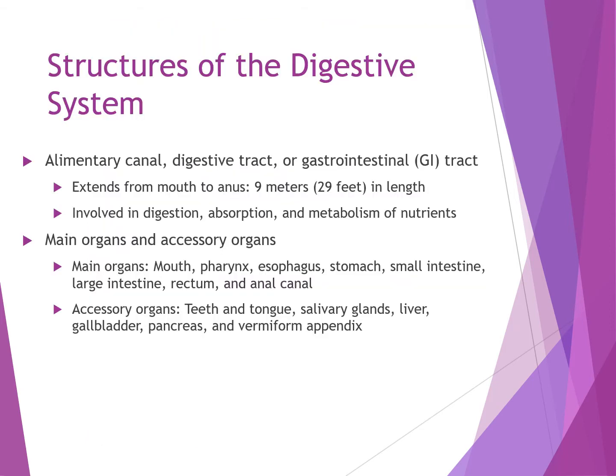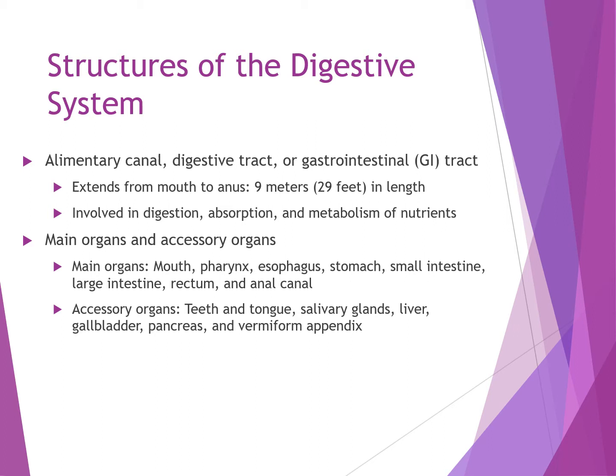The digestive system, or the alimentary canal, begins at the mouth and ends at the rectum and is responsible for the digestion, absorption, and metabolism of the food that we ingest. Now, the alimentary canal, or digestive tract, or gastrointestinal tract, any of those that you would like to call it, is approximately 9 meters or 29 feet in length, and the main organs are the mouth, the pharynx, the esophagus, the stomach, the small intestine, large intestine, rectum, and anal canal.